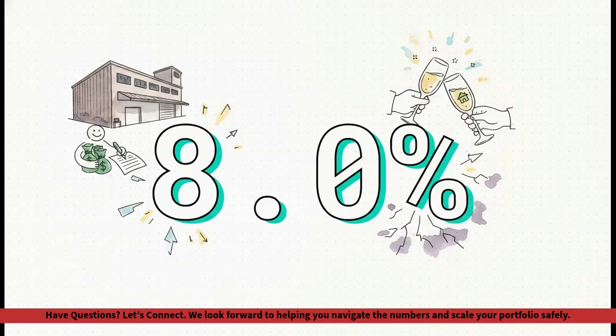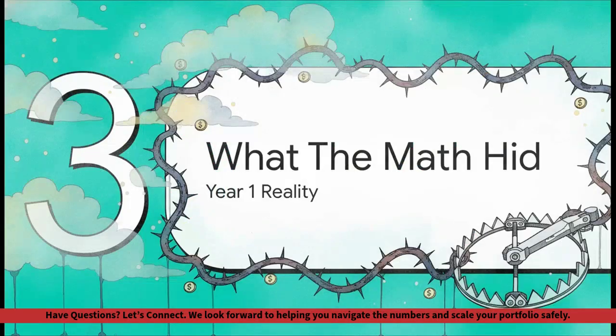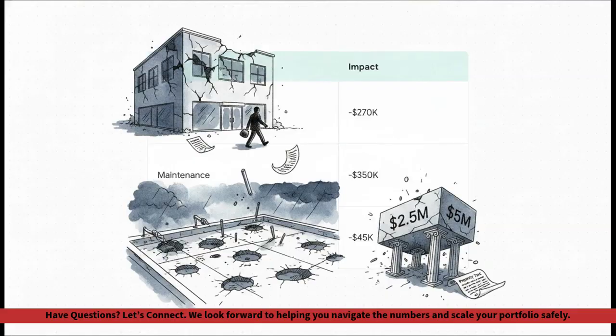It's fantastic. They buy the asset, sign the papers, and pop the champagne, fully expecting a steady, easy 8% return on their investment. Section 3, What the Math Hid. Let's fast forward to year 1 and watch what happens when the trap is finally sprung. Let's methodically walk through the devastating reality of these hidden deductions.